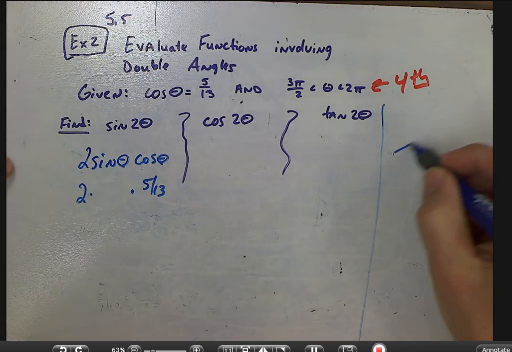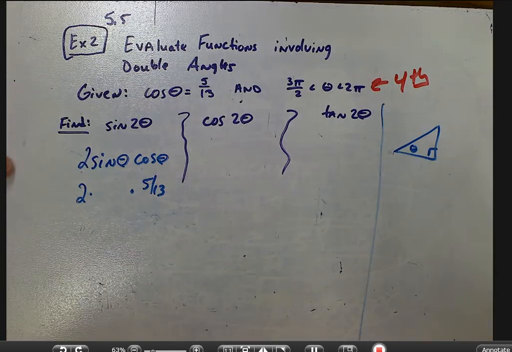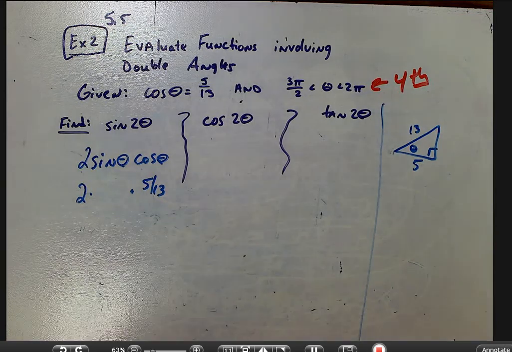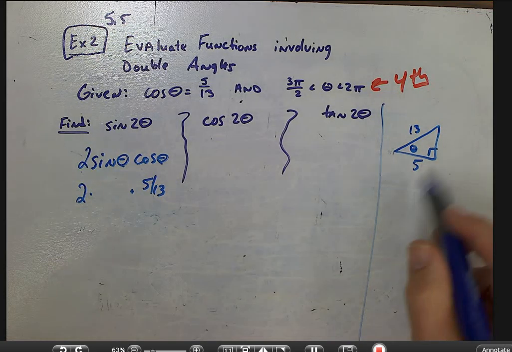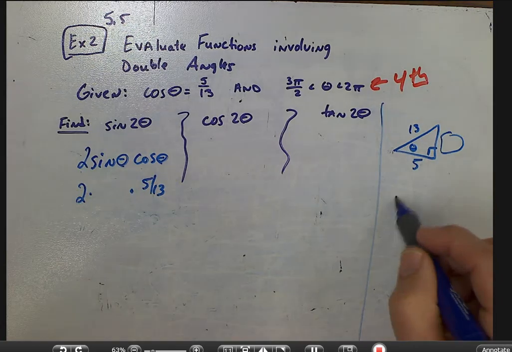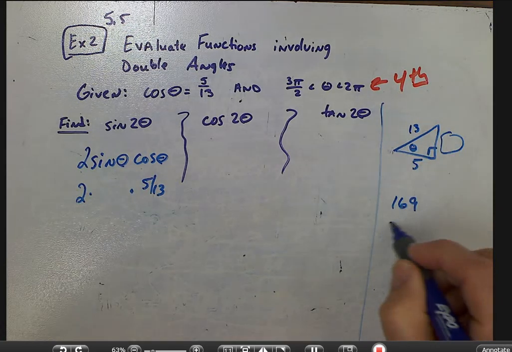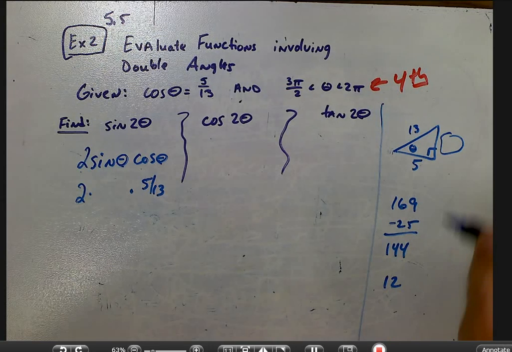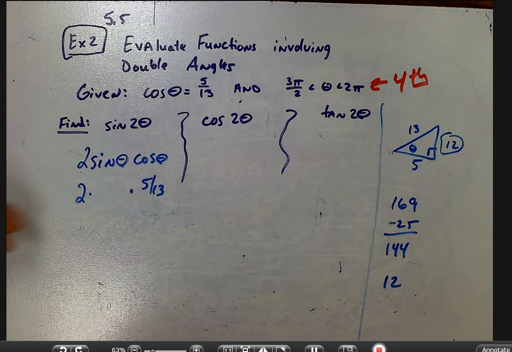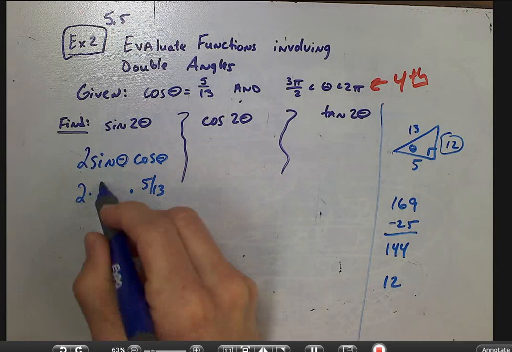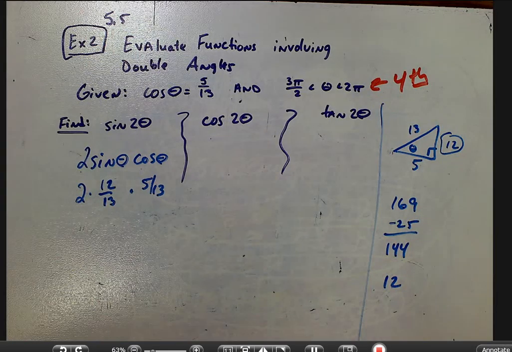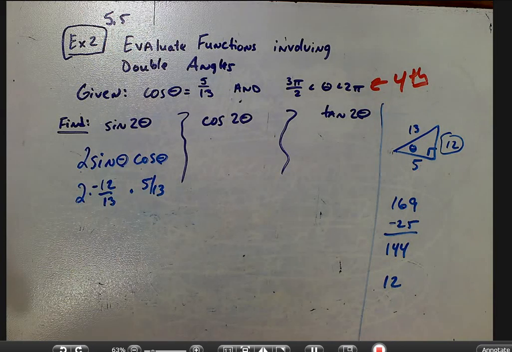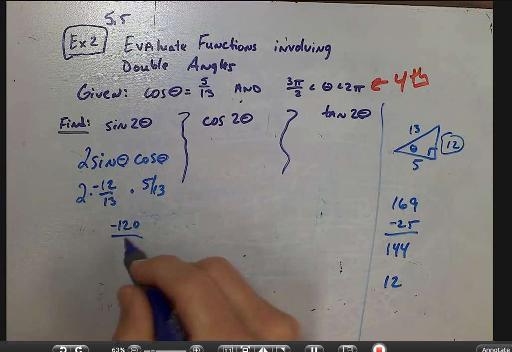Well, draw a little triangle here out to the side, with angle theta. We know cosine is adjacent 5 over hypotenuse 13. Therefore, this missing side, the opposite, is going to be 169, which is 13 squared, minus 25, which is side a squared, and that gives me 144. Therefore, the side length is 12. So the sine is now opposite 12 over hypotenuse 13. But since it's in the fourth quadrant, I know the sine is negative there.